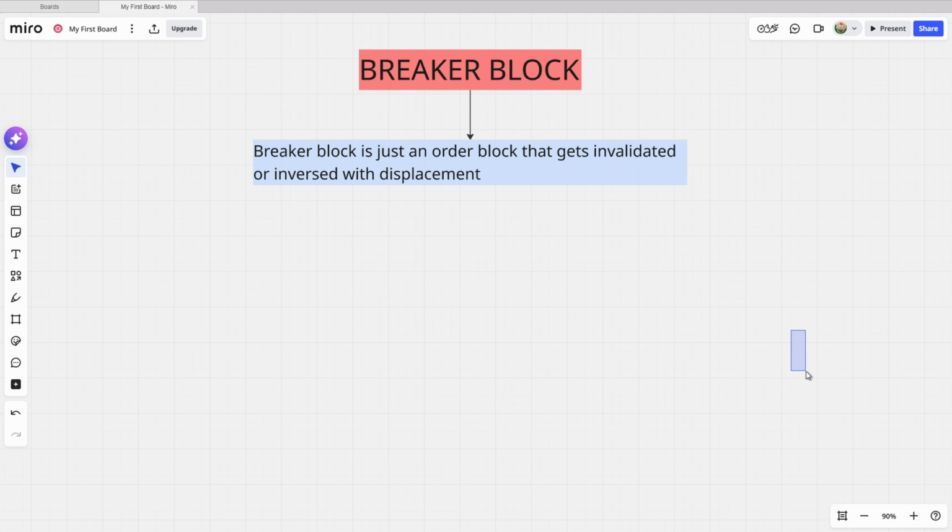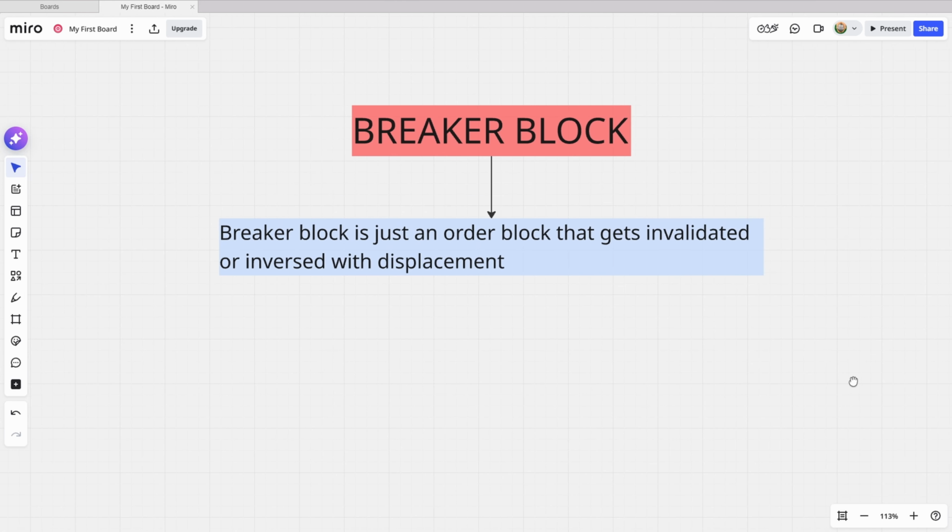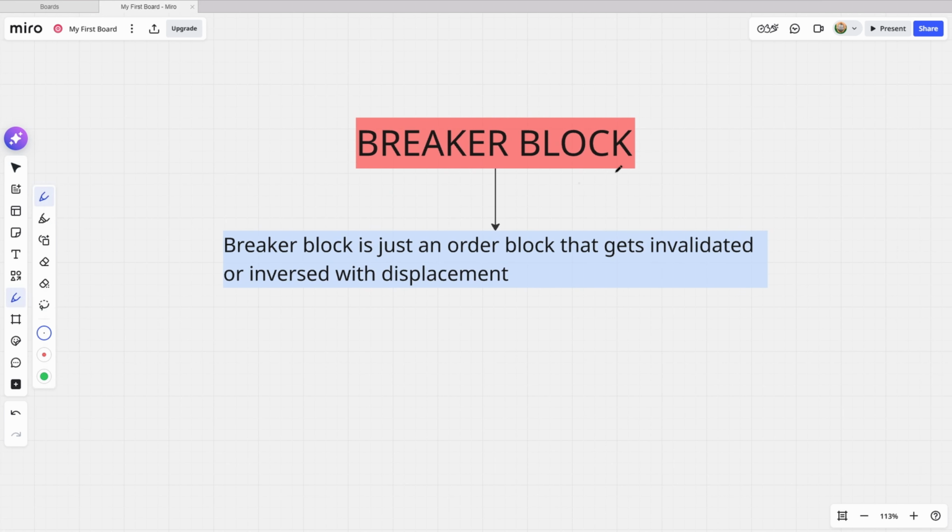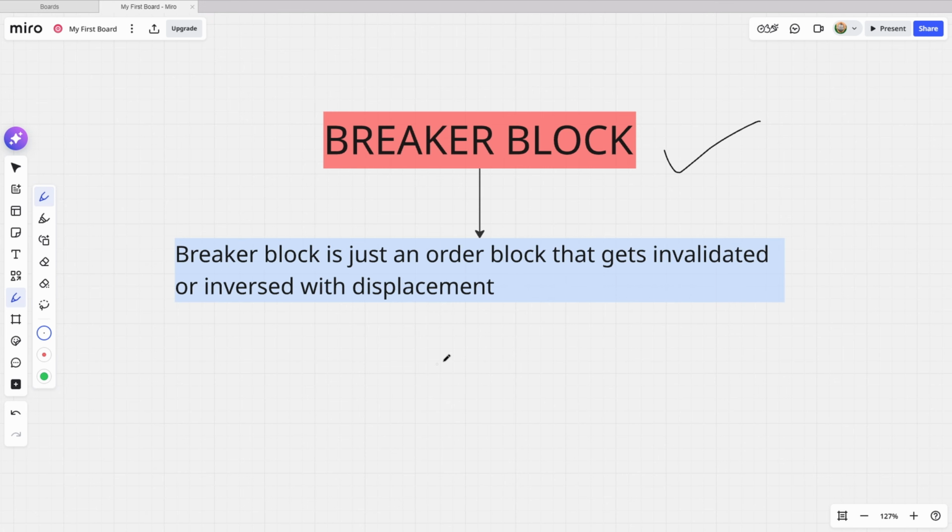So by now, some of you might already know what a breaker block is, especially if you've watched my previous videos. And if you haven't watched that video yet, I would strongly suggest watching it first, because this video builds on that concept. But let me still give you a quick and simple idea so everyone is on the same page. A breaker block is nothing complicated.